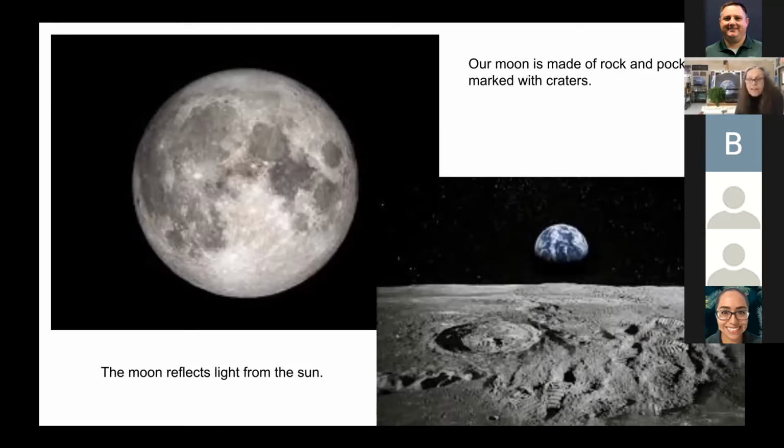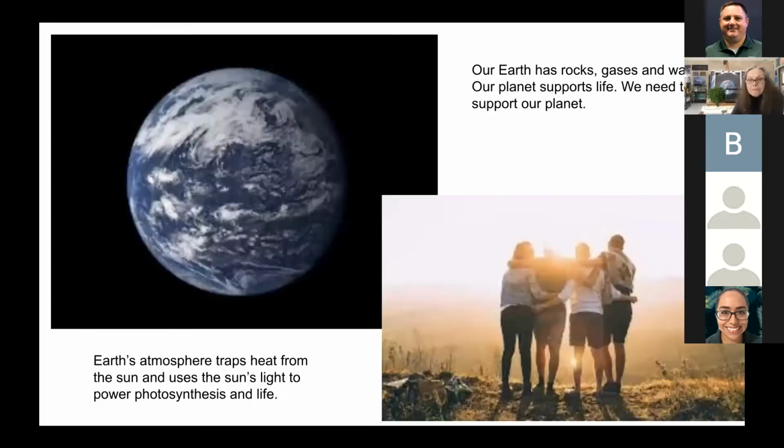And of course, the moon has no atmosphere, so the heat energy from the sun is not trapped. It just goes back out into outer space, and it's very cold. Our Earth is rocks, gases, and liquid. It supports life, and we need to help support our planet and all the other creatures that share it.